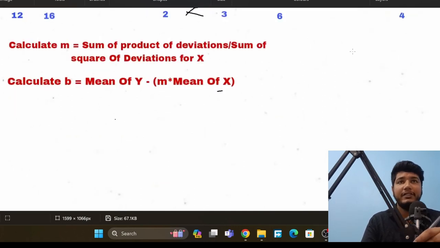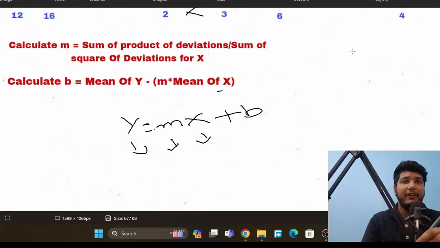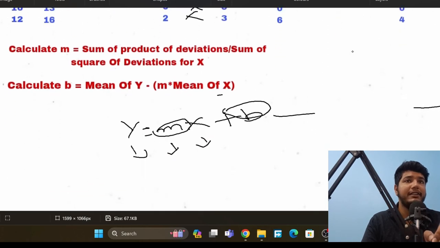So now here is our equation, y is equal to m x plus b. Here we already have our y and x, and we have to calculate m and b. So you can see that y is here, our x is here. Now we will calculate m and b.